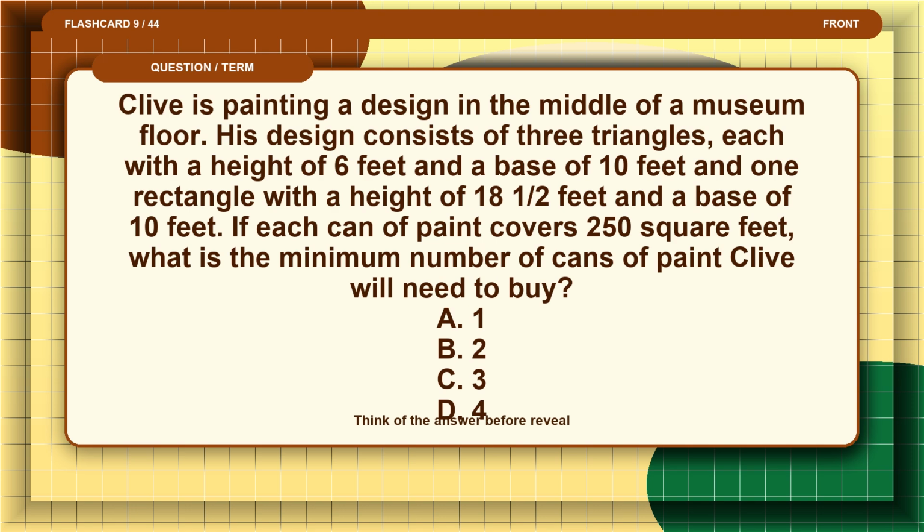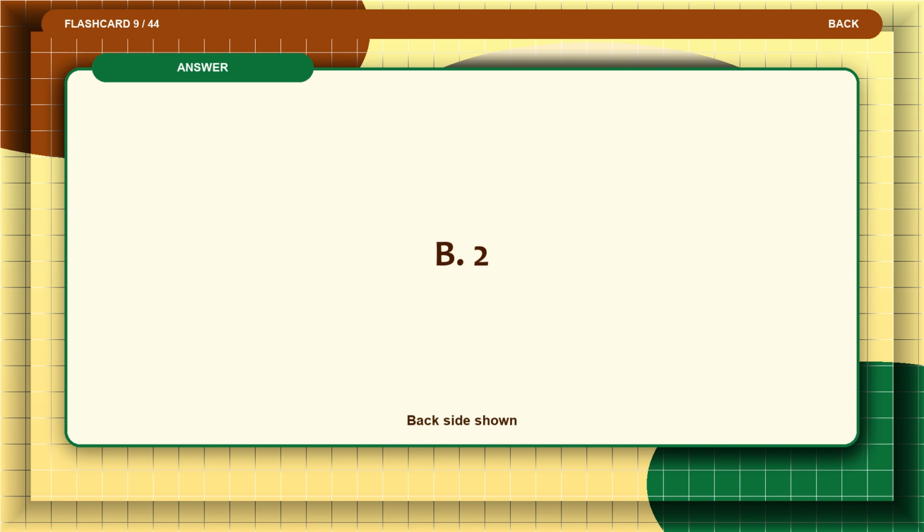Flashcard 9. Clive is painting a design in the middle of a museum floor. His design consists of 3 triangles, each with a height of 6 feet and a base of 10 feet, and 1 rectangle with a height of 1/2 feet and a base of 10 feet. If each can of paint covers 250 square feet, what is the minimum number of cans of paint Clive will need to buy? A. 1, B. 2, C. 3, D. 4. Think of the answer before the reveal. The answer is B. 2.